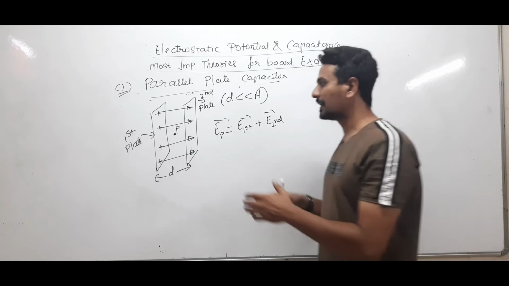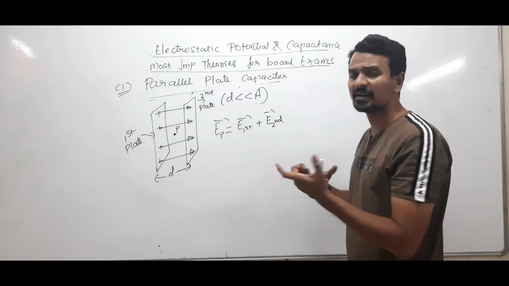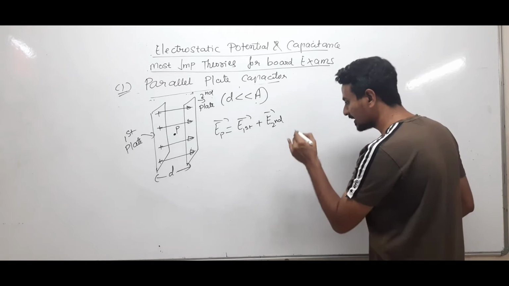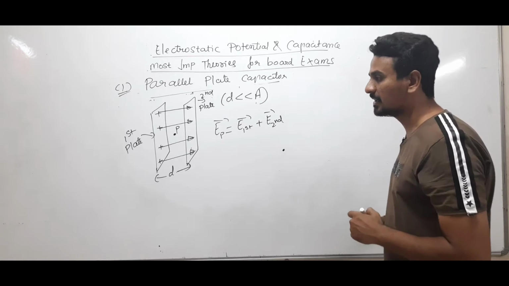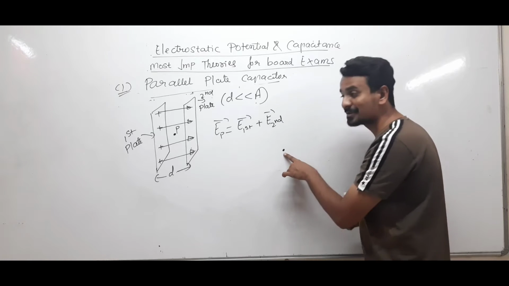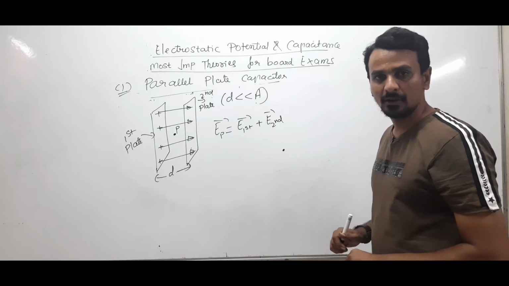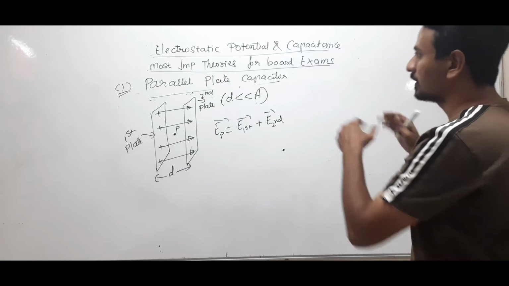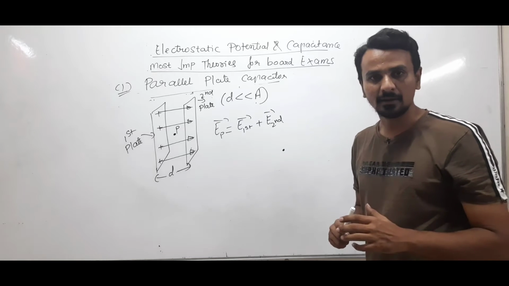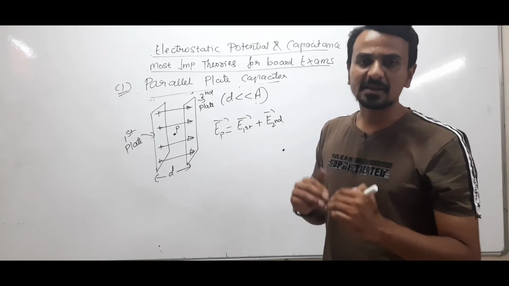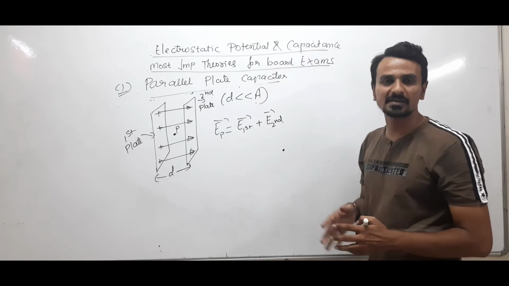I know the plate is not infinitely long, but infinite is a relative concept. If I place a dot here, then in comparison to the size of the dot, the size of the board is infinite. But in comparison to me, the size of the board is not infinite. You are understanding? With respect to this point, the size of the board is considered as infinite.